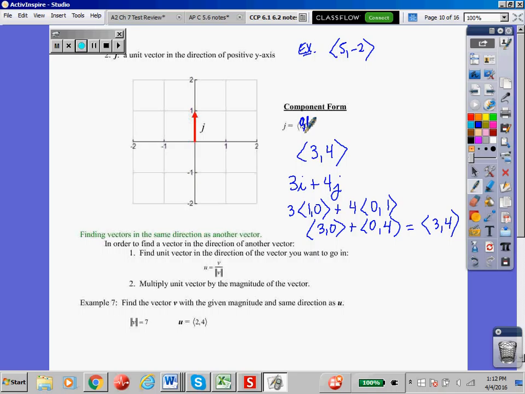Okay, so now if I have, say, 5 comma negative 2, do you understand that that's 5i minus 2j? That's all it is. If you put in I is 1, 0 and J is 0, 1, it works out that way every time. So if I have, let's say, negative 3, negative 8, that's negative 3i minus 8j.